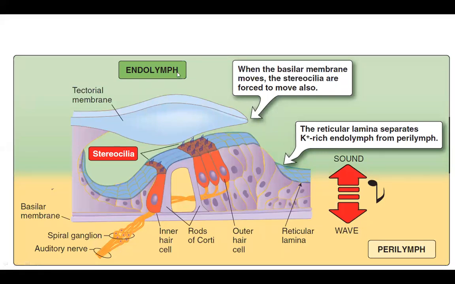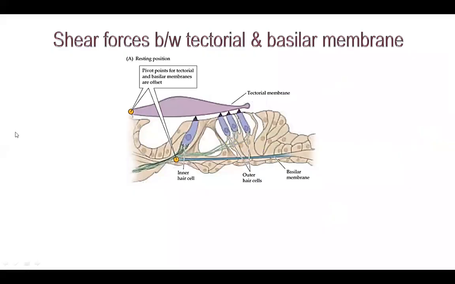Now, as we know, this is endolymph, and this is perilymph. Whenever the sound comes, the basilar membrane is set into vibration, and the stereocilia are also forced to move. Here you see this oscillatory movement in the perilymph is responsible for the shear forces between the tectorial membrane and the basilar membrane. In the resting position, these are the pivot points.